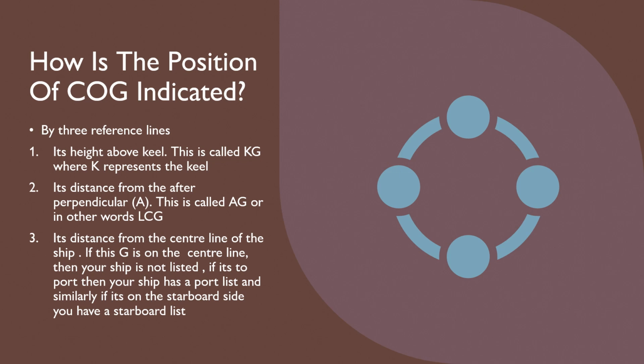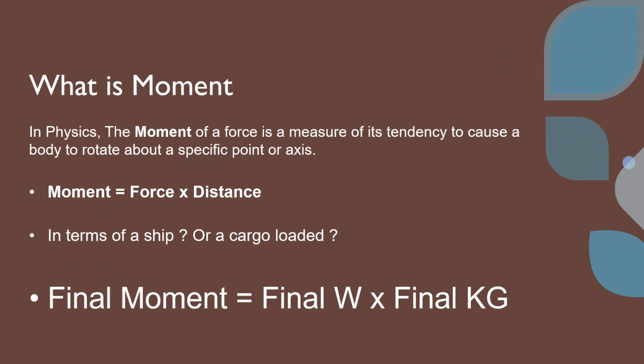Now moving on to the next concept, which is moment. Now in physics, the moment of a force is a measure of its tendency to cause a body to rotate about a specific point or axis. I don't know if people are getting confused. It's quite similar to torque, but it's not torque. Torque is rotational motion, so it's different. Moment and torque are different. Moment is about a specific axis, whereas torque is rotational. But you can sort of correlate these concepts.